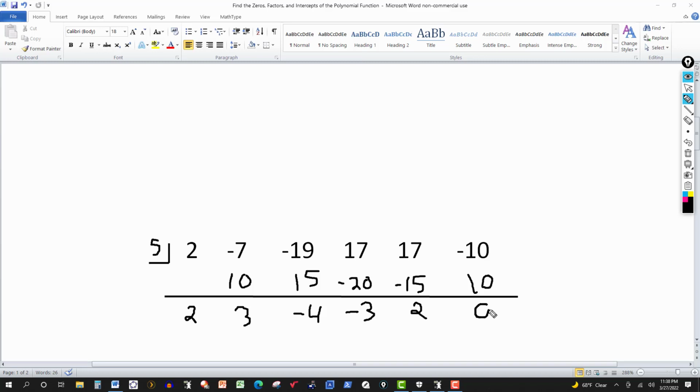If this last entry comes out to 0, that tells me that 5 is a 0 of the polynomial, which also means that x minus 5 is a factor. If this had been a negative, then it would be x minus a negative 5, or x plus 5. So now we have the factors. From that, we get the factors.